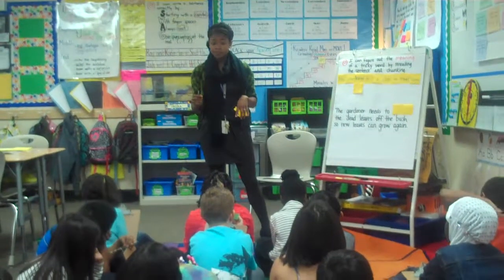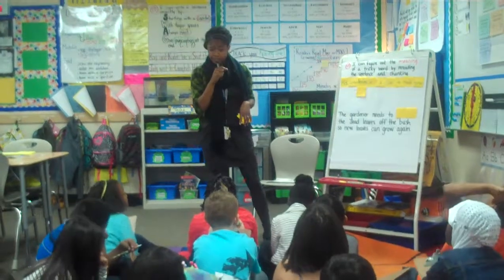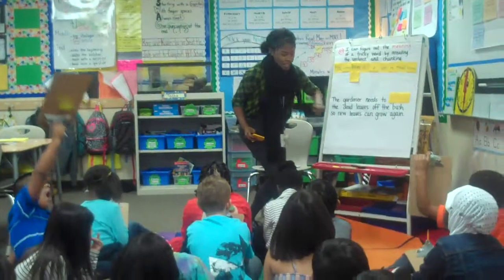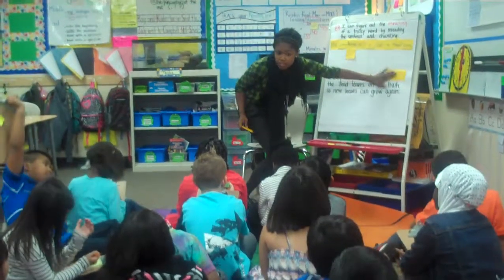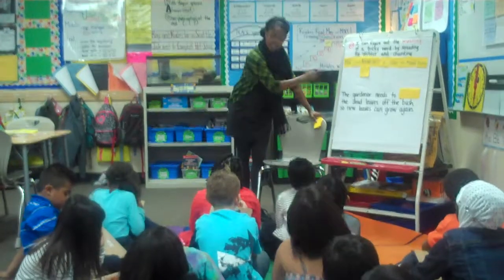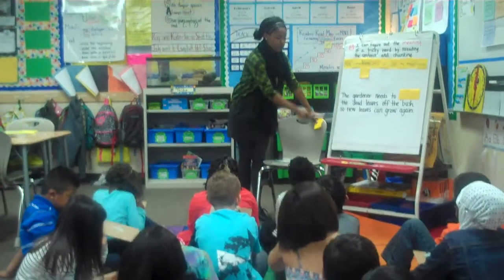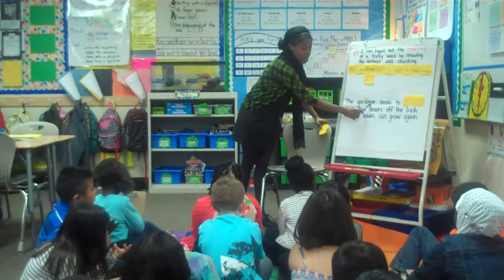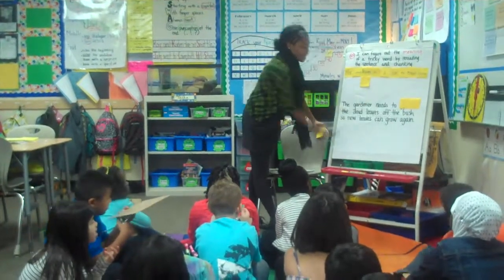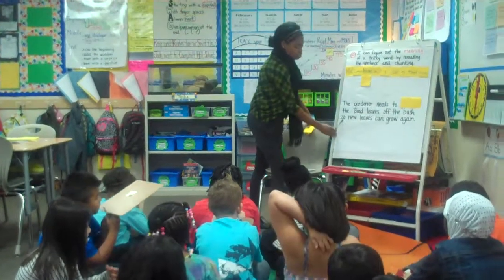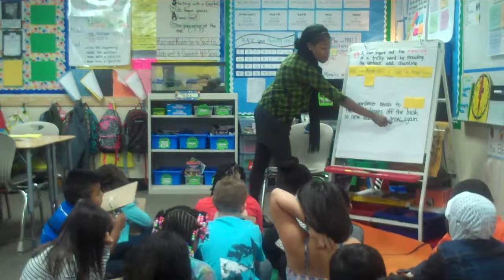Now, it's your turn to practice. Let's read this sentence, and we're going to reread it, and then reveal the secret word. Okay? On your mark, get set, read the sentence, go. The gardener needs to blank the dead leaves off the bush so new leaves can grow again.